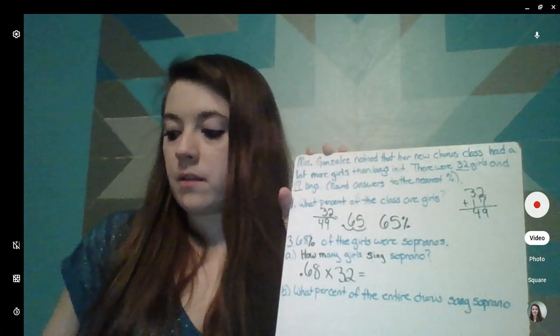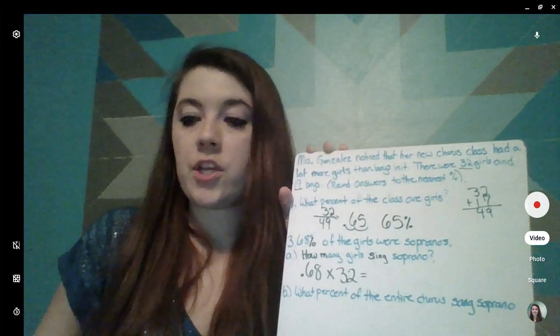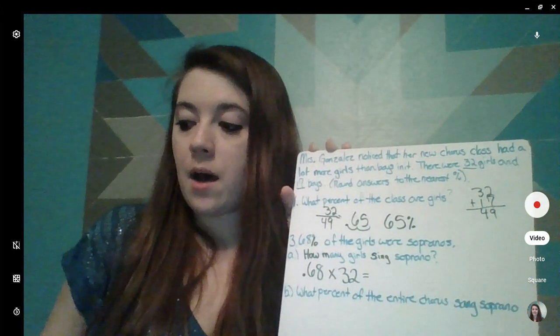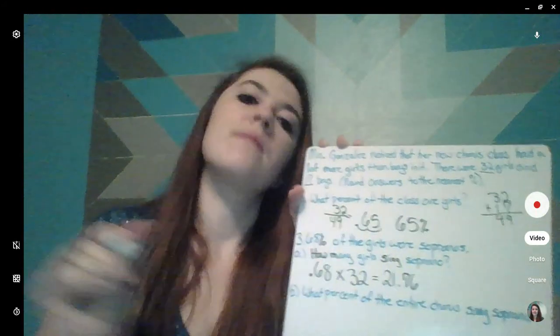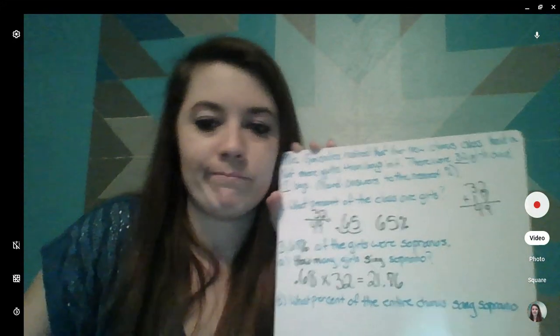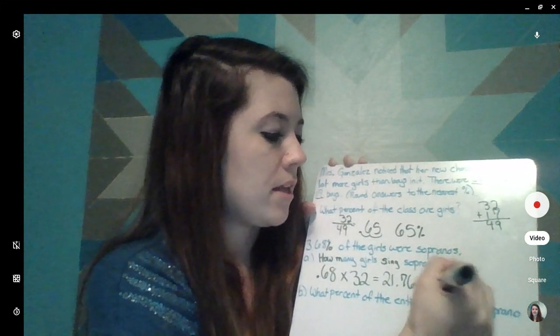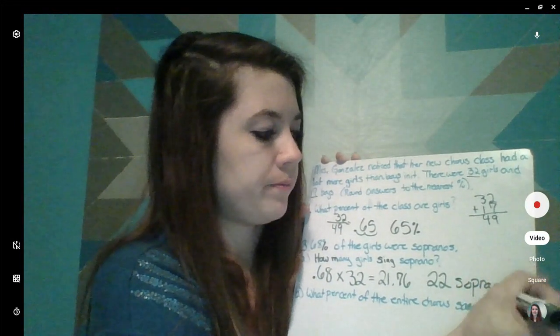Now, when we take 0.68 and multiply it to 32, we're going to end up with 21.76. Now, can we have a partial student? Nope. So we're going to round this up to 22 sopranos.